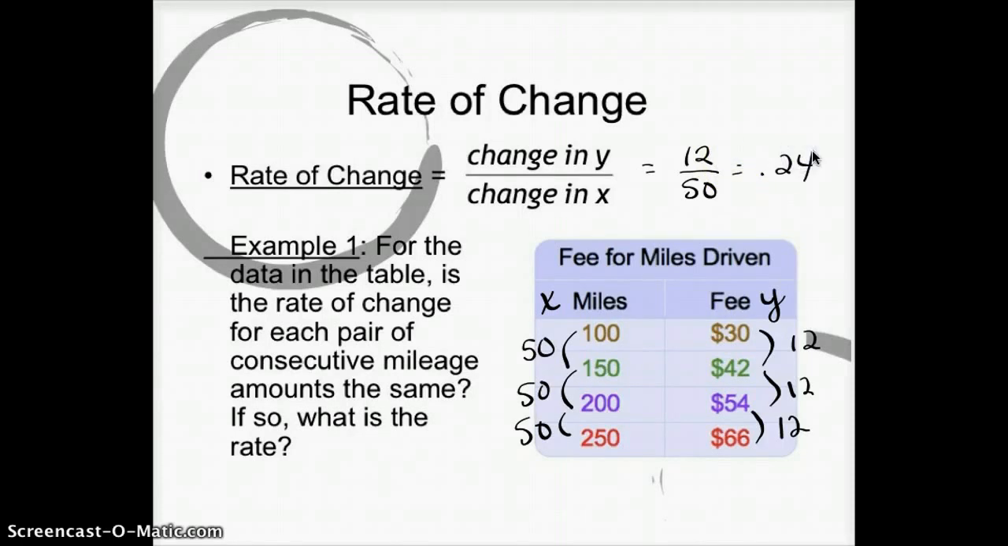If I am calling this a rate, then I need to label it with the units. And here it's dollars per mile. So it looks like $0.24 per mile, or 24 cents per mile, is the fee for the miles driven, and it is the same every single time.